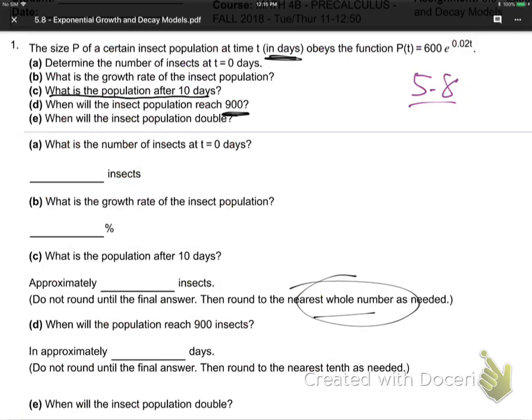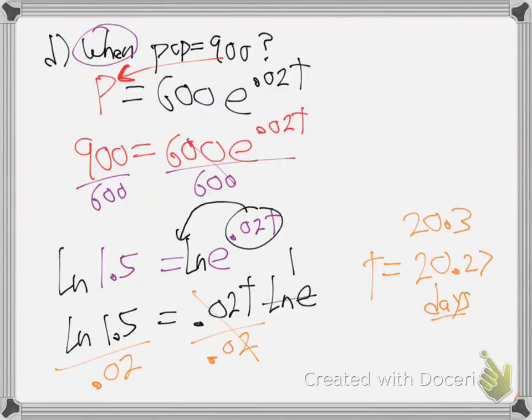Okay, so let's do E. When will it double? That's a good question. Oh, no, we could do that. Let's move on. So number 2.